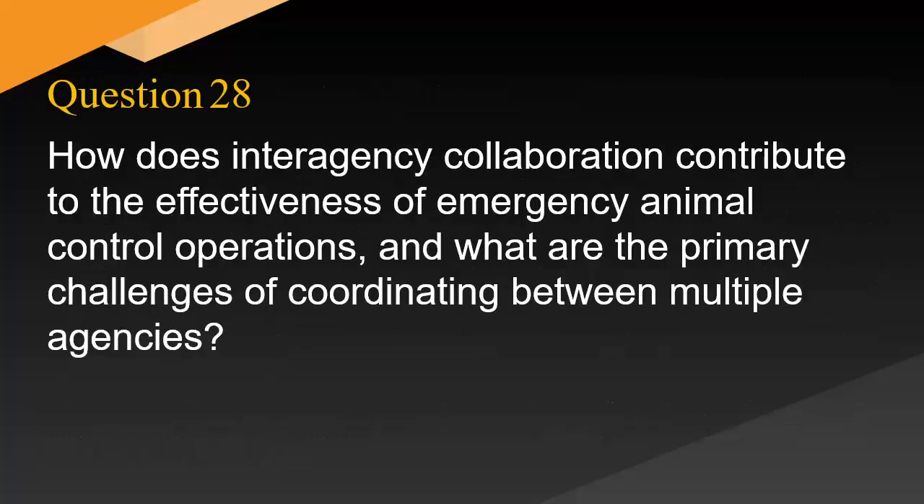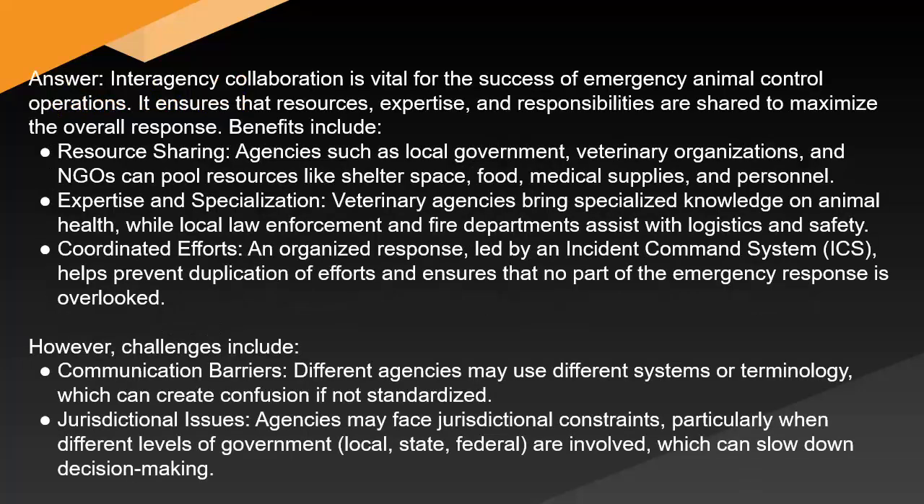How does interagency collaboration contribute to the effectiveness of emergency animal control operations, and what are the primary challenges of coordinating between multiple agencies? Answer: interagency collaboration is vital for the success of emergency animal control operations. It ensures that resources, expertise, and responsibilities are shared to maximize the overall response. Benefits include resource sharing. Agencies such as local government, veterinary organizations, and NGOs can pool resources like shelter space, food, medical supplies, and personnel.